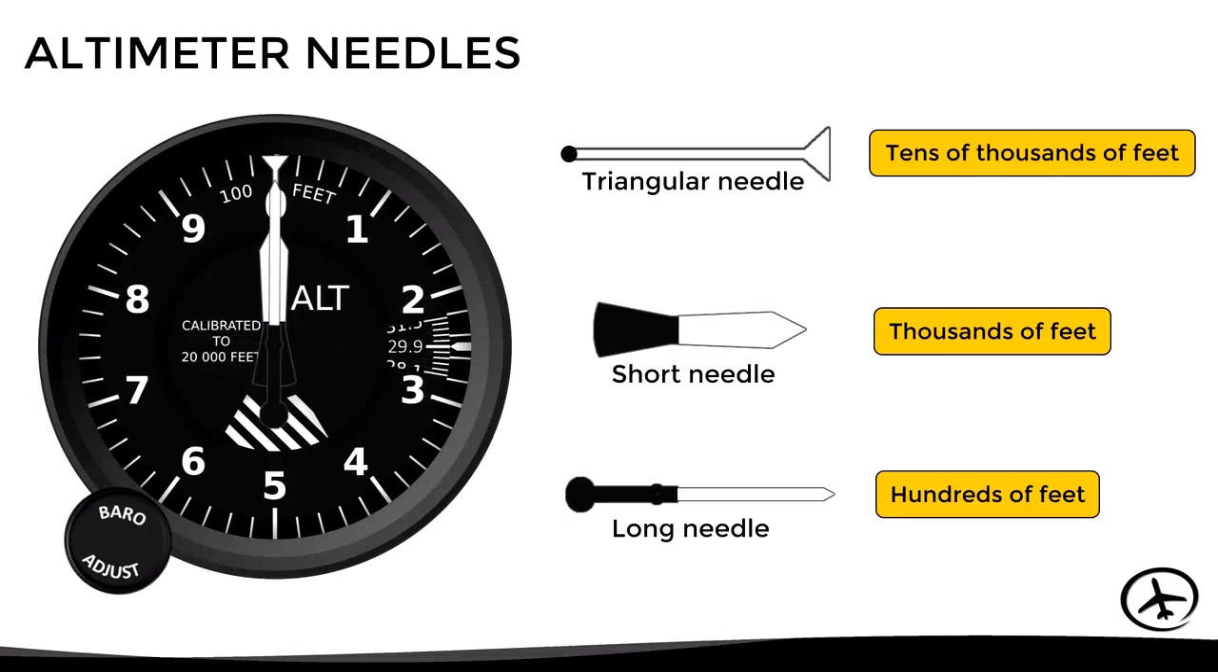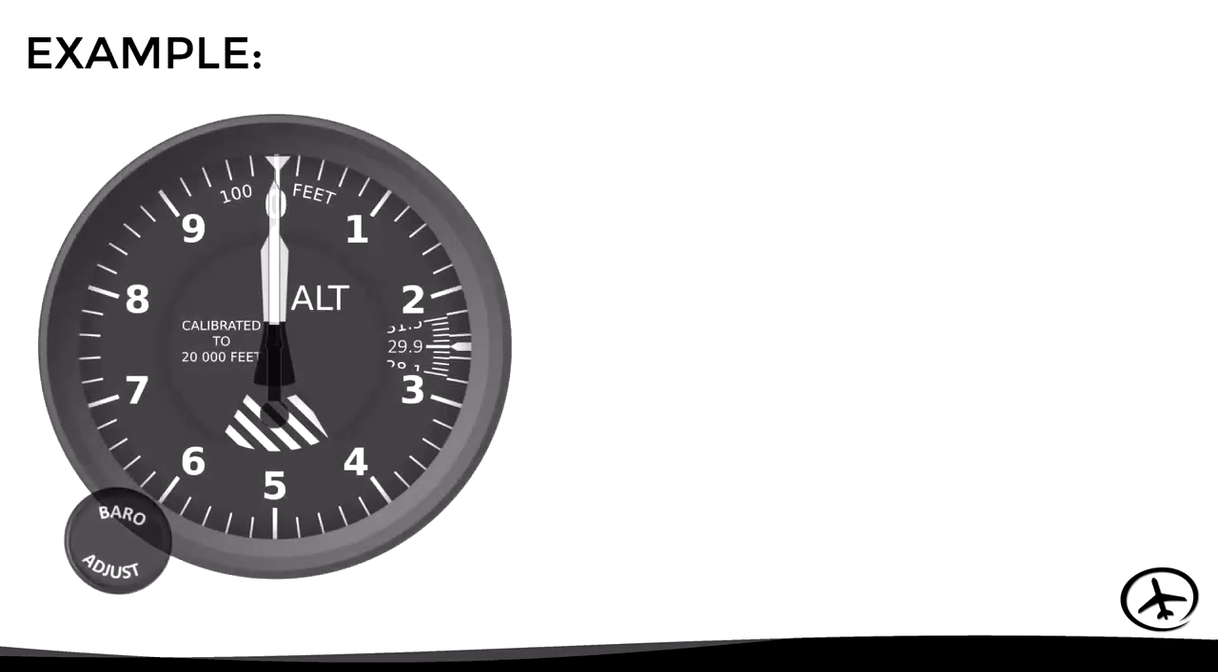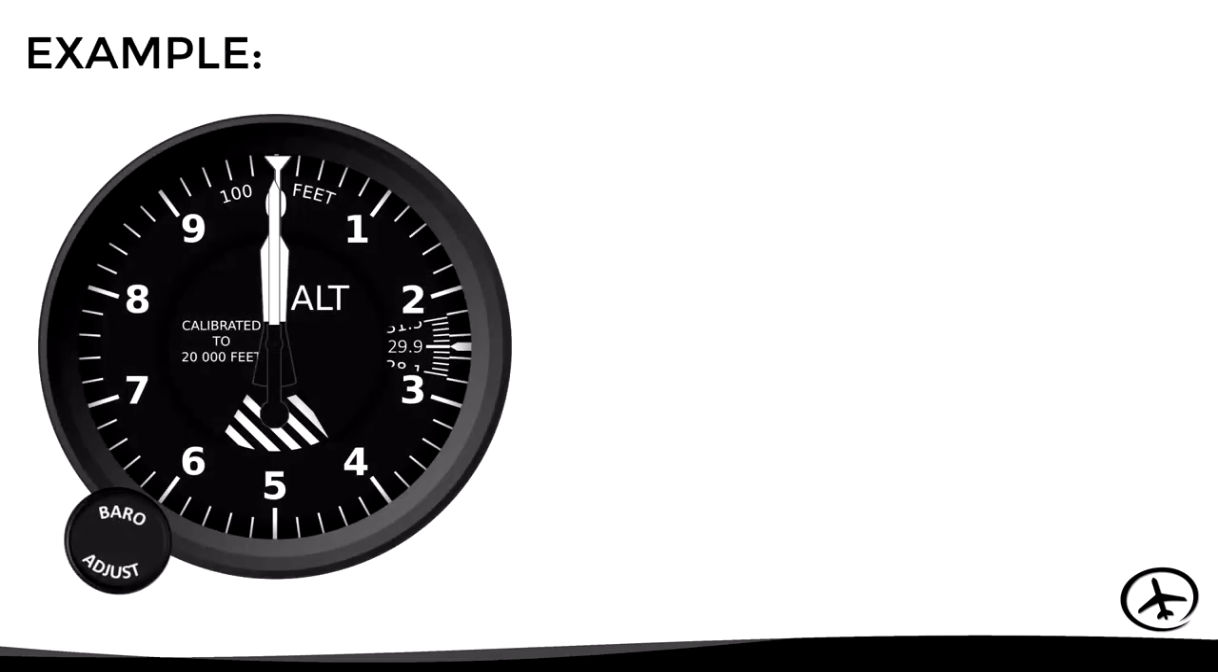Let's see some examples of how to read the altimeter using the 3 needles together. In this case, all 3 needles are pointing 0, which indicates 0 feet. So in other words, the aircraft is exactly at the barometric reference level.